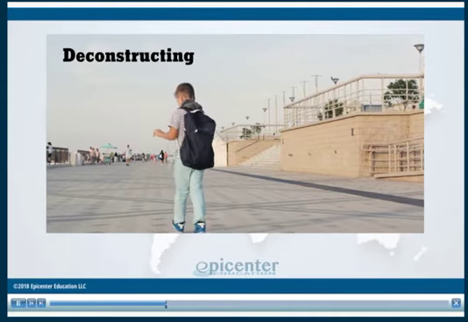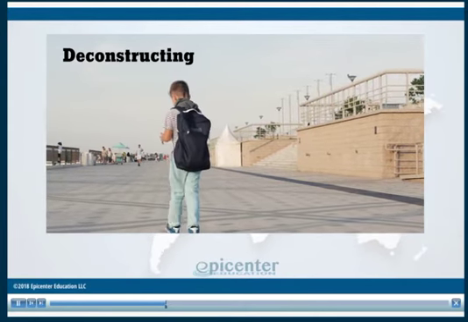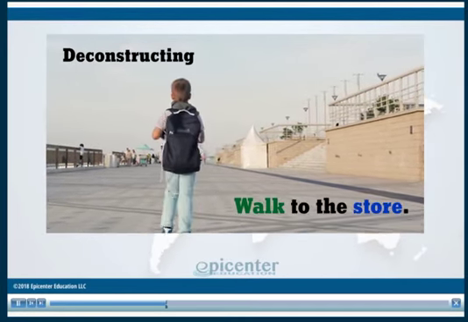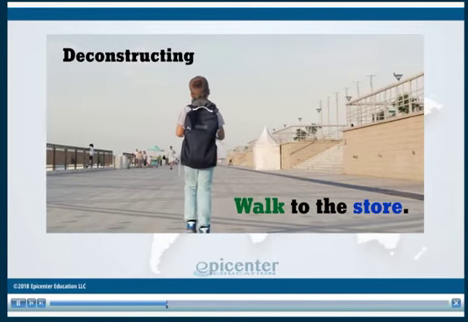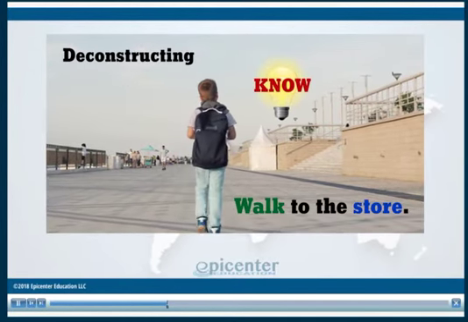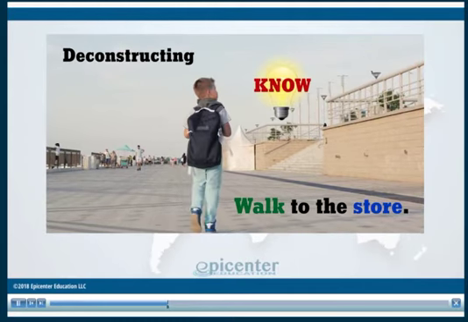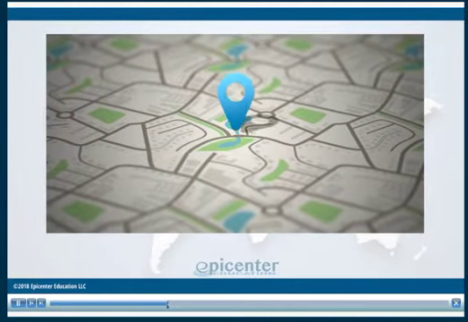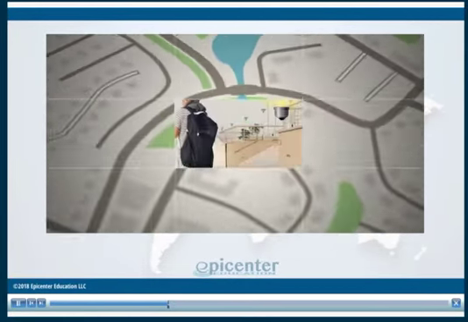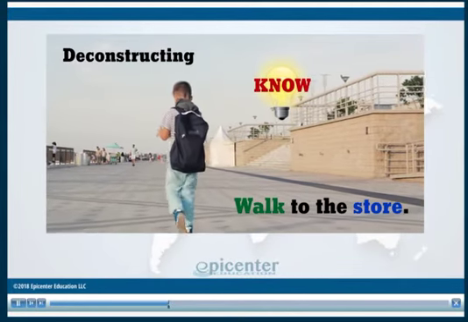Let's take it one step further. Let's say our standard is to walk to the store. What exactly would students need to know? They would need to know what a store is, where the store is, and how to get there. These knowledge targets would need to be explicitly taught.